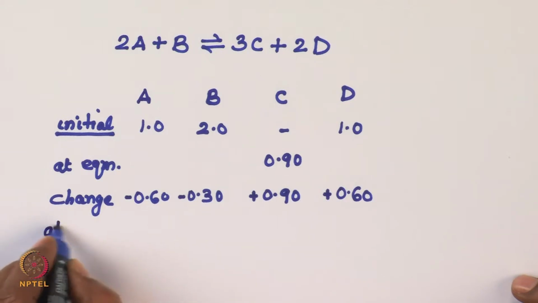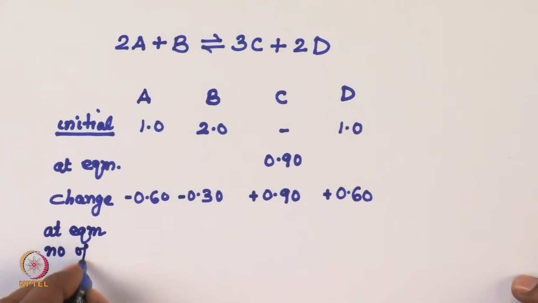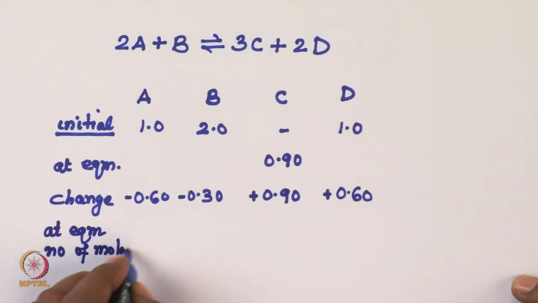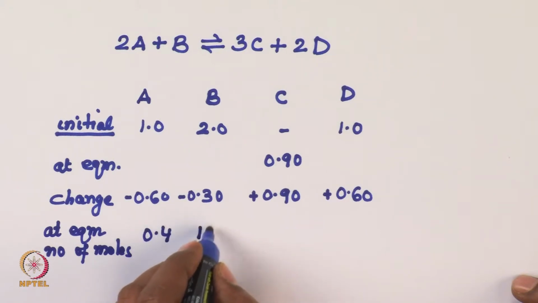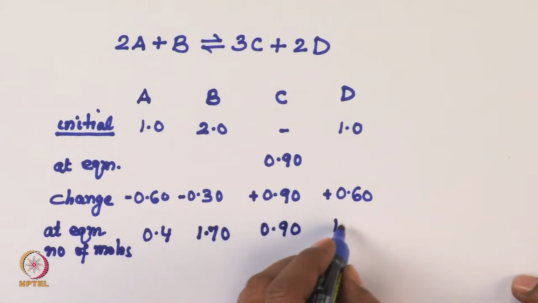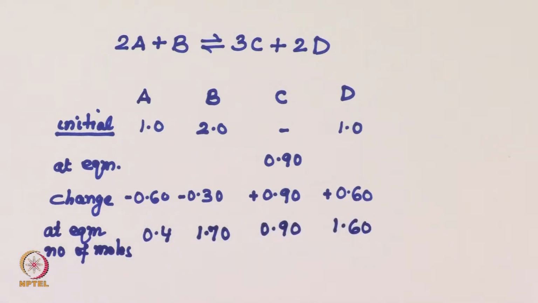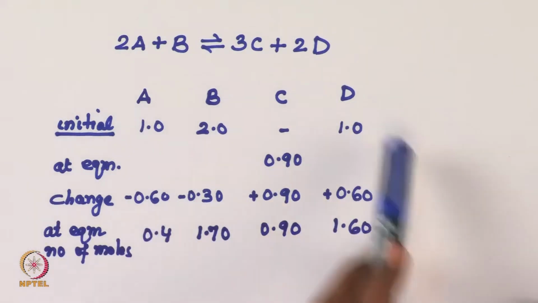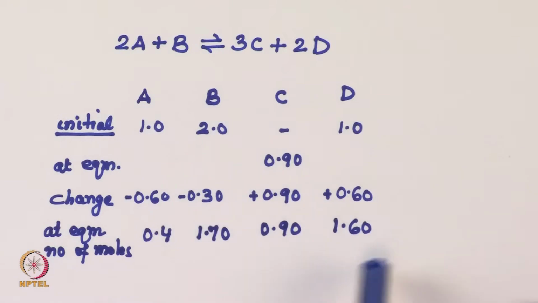Therefore, at equilibrium, number of moles, this will be 0.4, this will be 1.70, this will be 0.90, this will be 1.60. So, I hope these calculations are very clear. It is very important to understand how we arrived at these numbers.